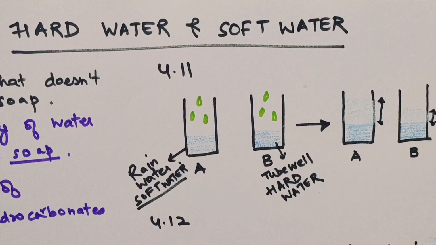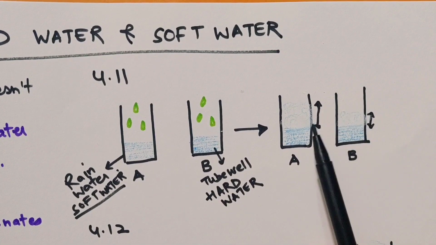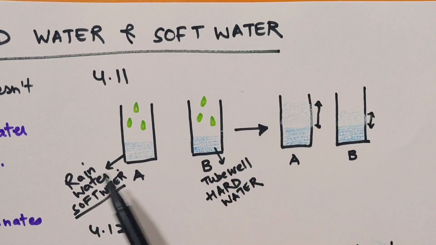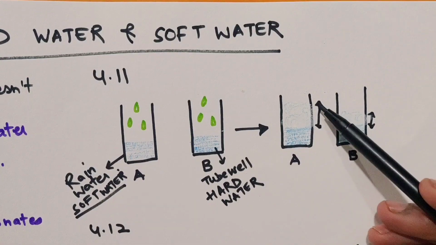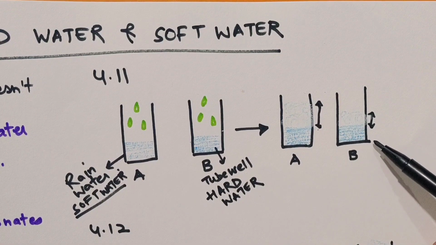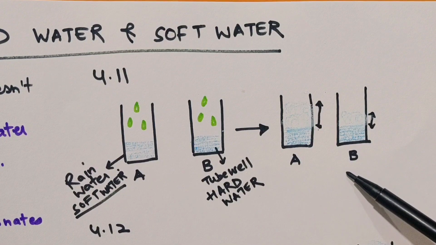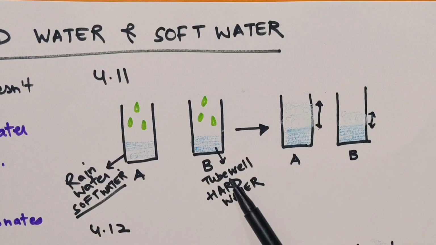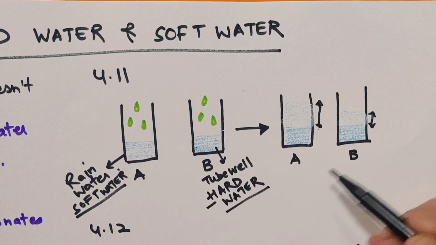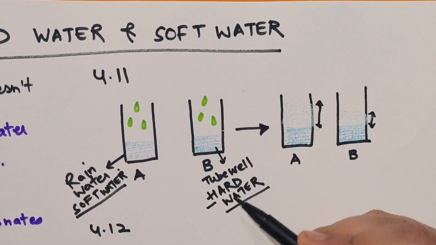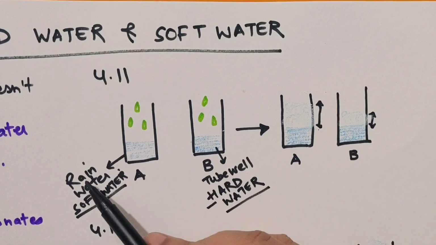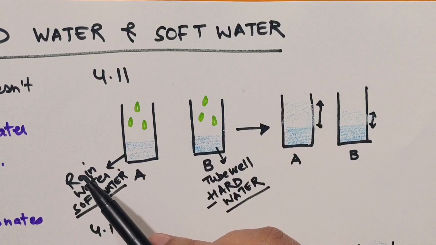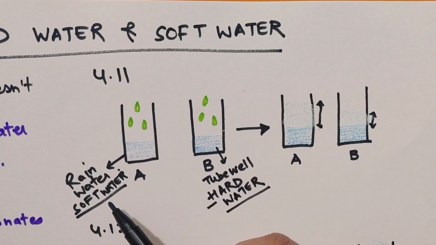Then obviously lather would be produced. But there is a difference in the length of the column of lather formed. In case of the rainwater test tube, the lather formed is more as compared to the test tube which had tube well water. Why is that? The difference is that the tube well water is called hard water. It's hard to produce lather with this water. And the rainwater is called soft water. It's easy to produce lather with this water.